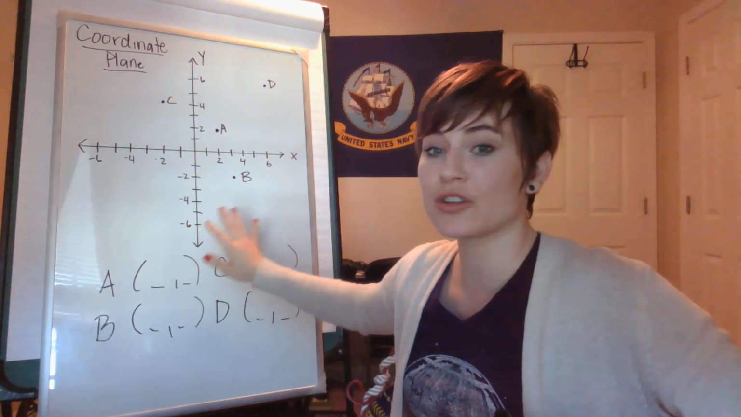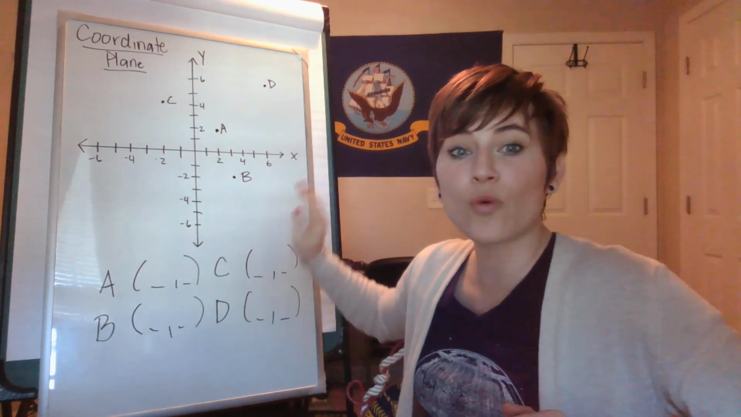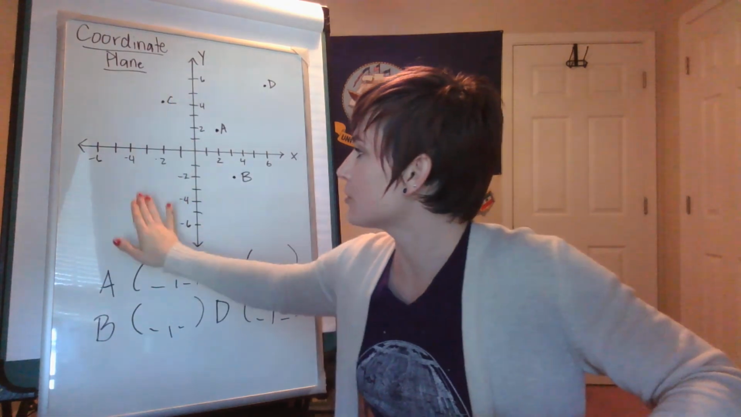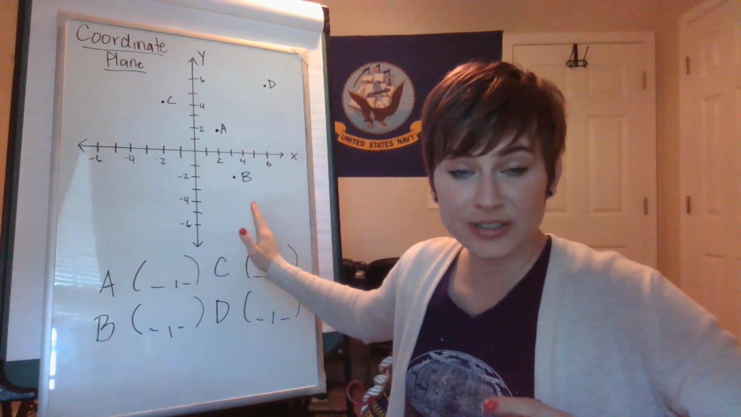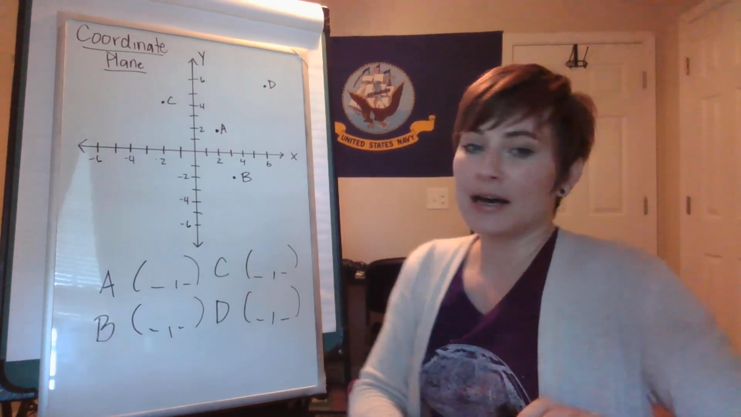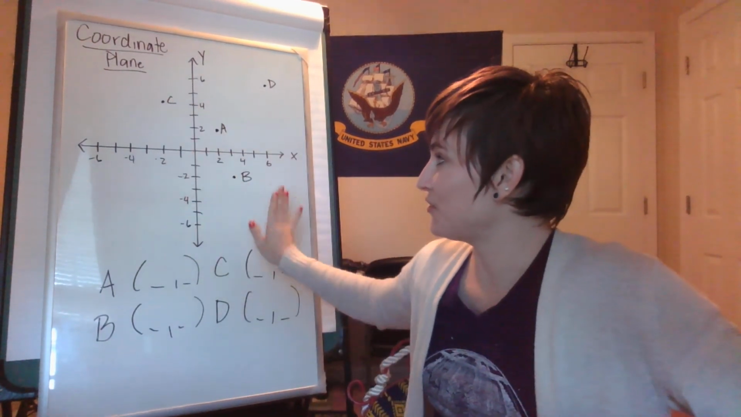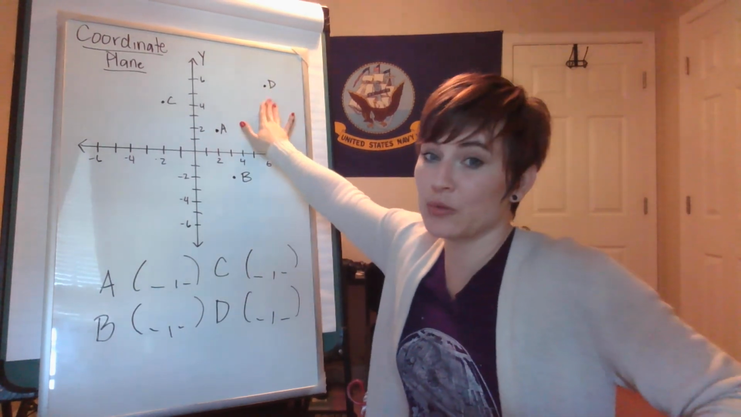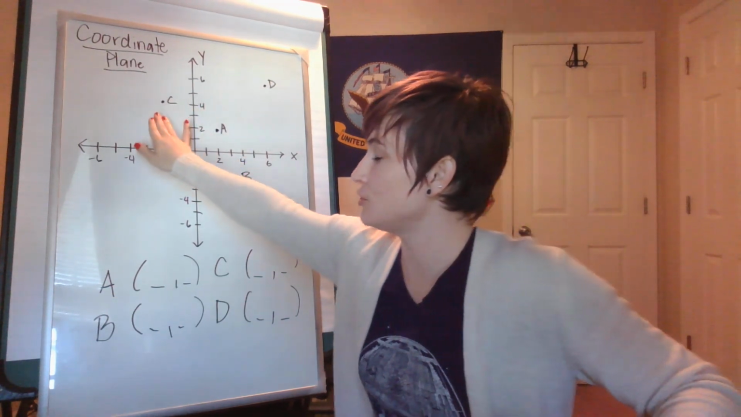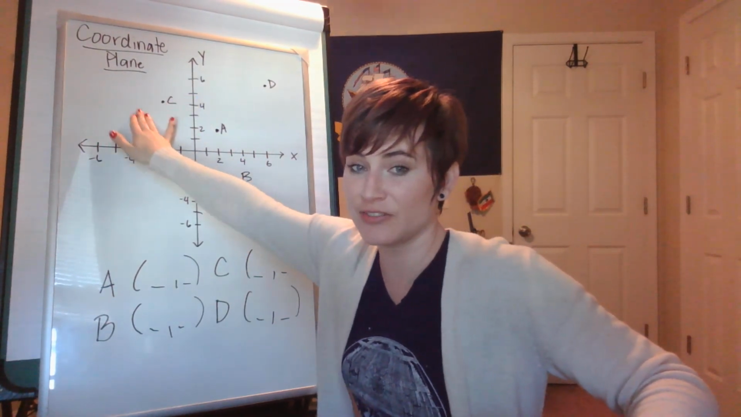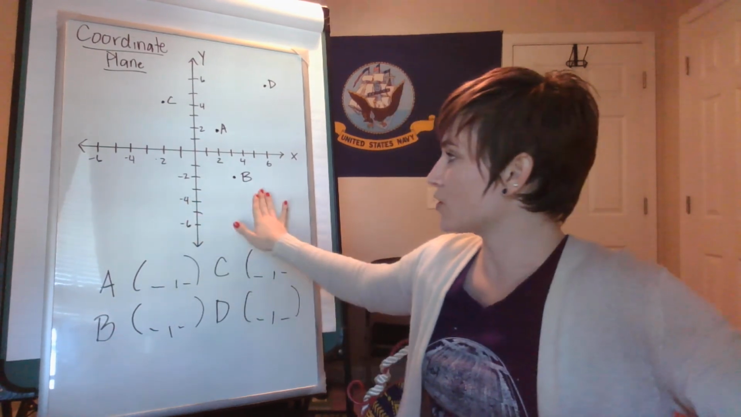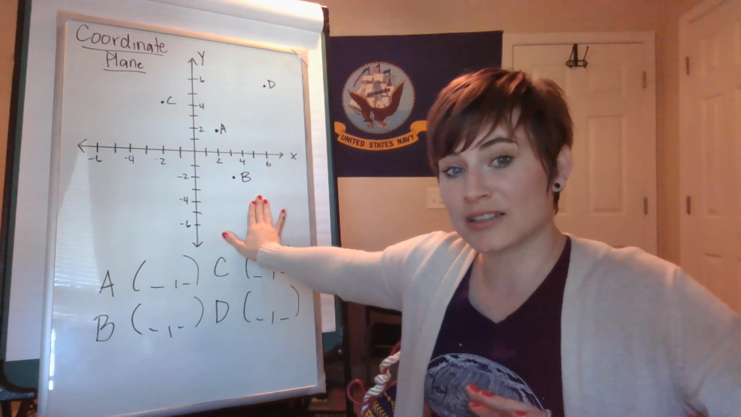This is called the coordinate plane, and there are 4 quadrants in the coordinate plane. 1, 2, 3, 4. A quadrant, quad meaning 4, so 4 quadrants. In quadrant 1, you're going to have positive numbers. In quadrant 2, you're going to have negative and positive numbers. In quadrant 3, you're going to have negative and negative numbers. And in quadrant 4, you're going to get positive and negative numbers.